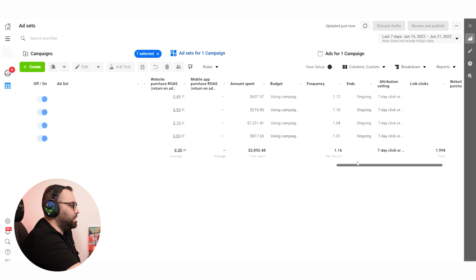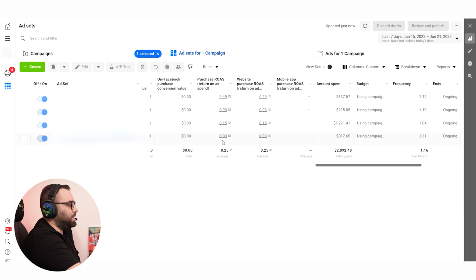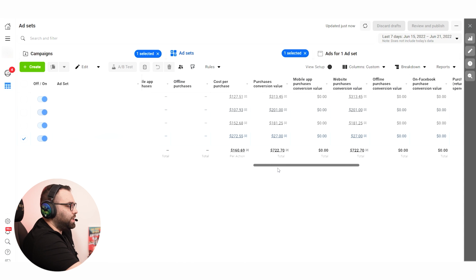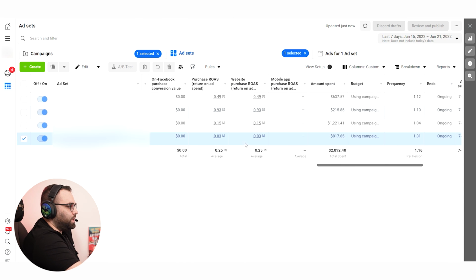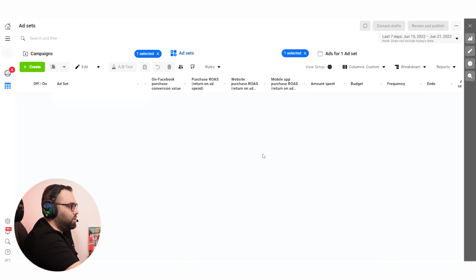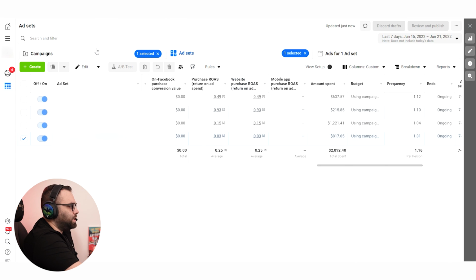Okay, the same situation here. Another thing that I don't understand is you spent $800 so far and the ROAS is 0.03. What do you expect? Close the ad set. It doesn't make any sense for you to keep it. So I don't understand why this ad set is still active. Maybe because you don't know how to optimize CBO campaigns in that case.